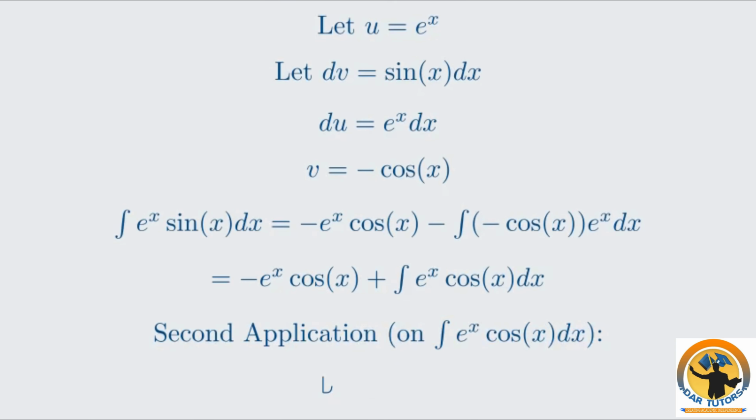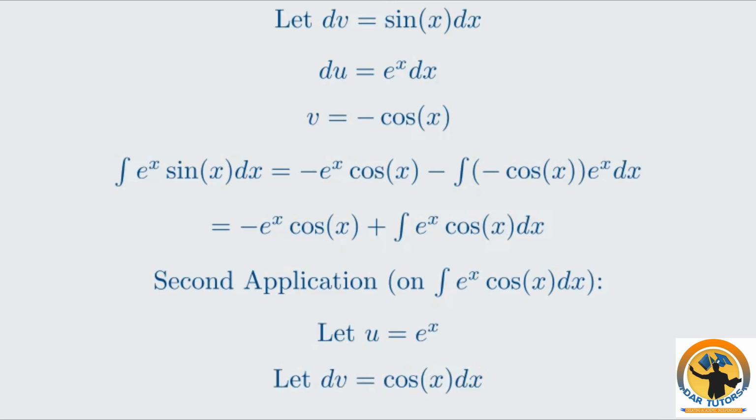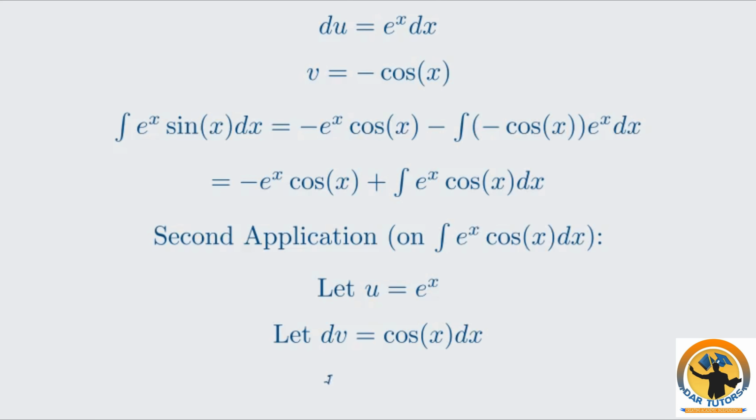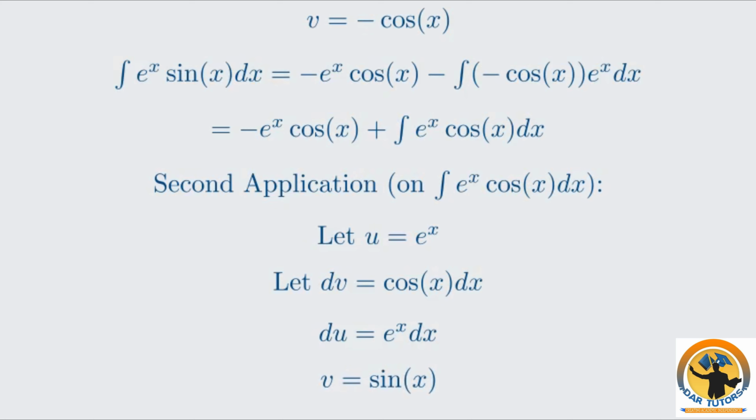Let's focus on the new integral. We must be consistent with our choice of u and dv. Since we chose u as the exponential function before, we'll do it again. This gives us du equals e to the power of x dx and v equals sine of x. Now substitute these into the formula for the second integral.